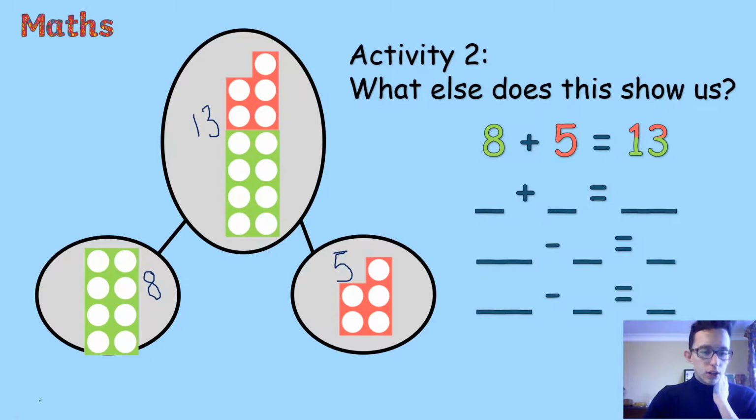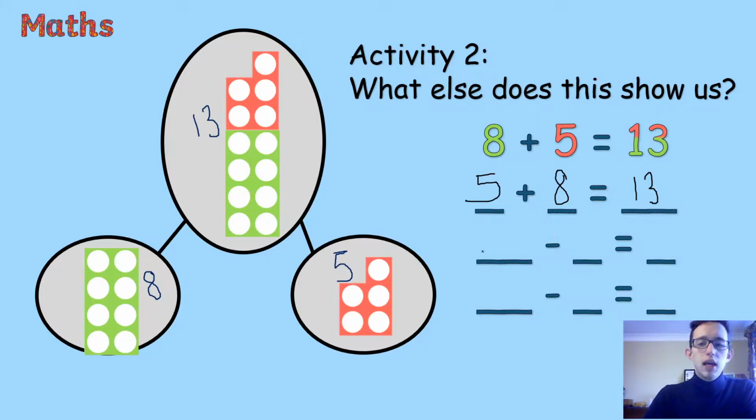Okay, so let's have a go together then. I'm going to use the black pen this time. So 8 and 5 is 13. So we could also say 5 add 8, because we've got these two smaller numbers. 5 add 8 is 13.